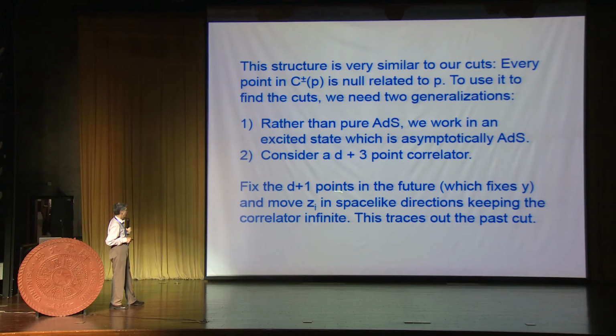But then we still want to have 2 points in the past, zi, that we can then rotate. We want to now deform them in space-like directions, keeping the correlator infinite. And so if you fix your future points, rotate your boundary points, keeping the correlator infinite, you will trace out the past cut. And clearly, you can time reverse it and trace out a future cut.